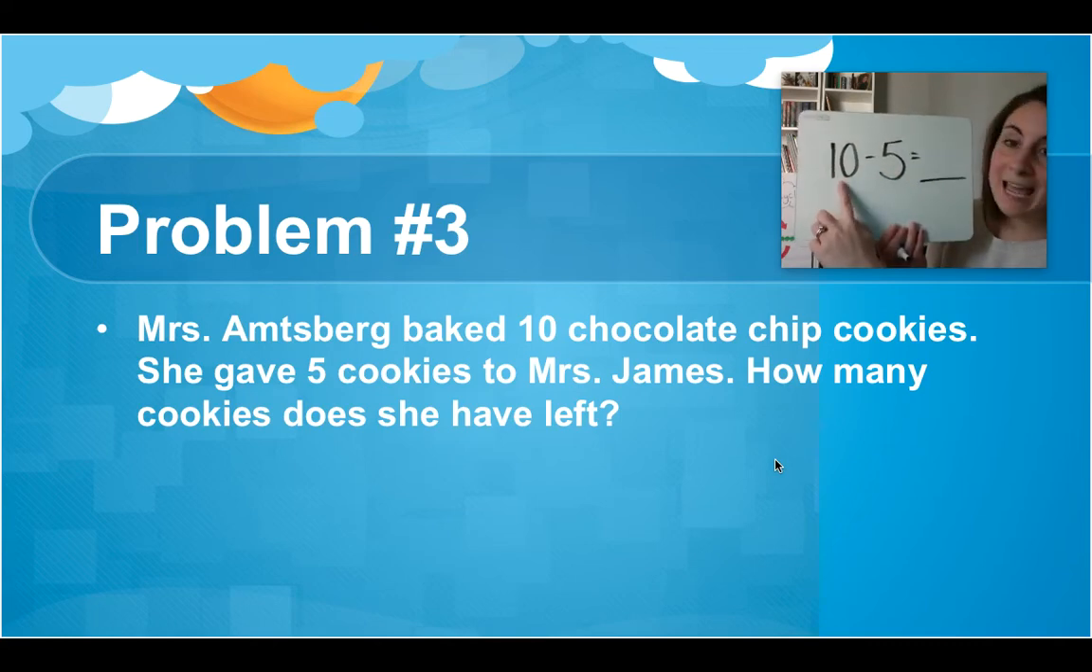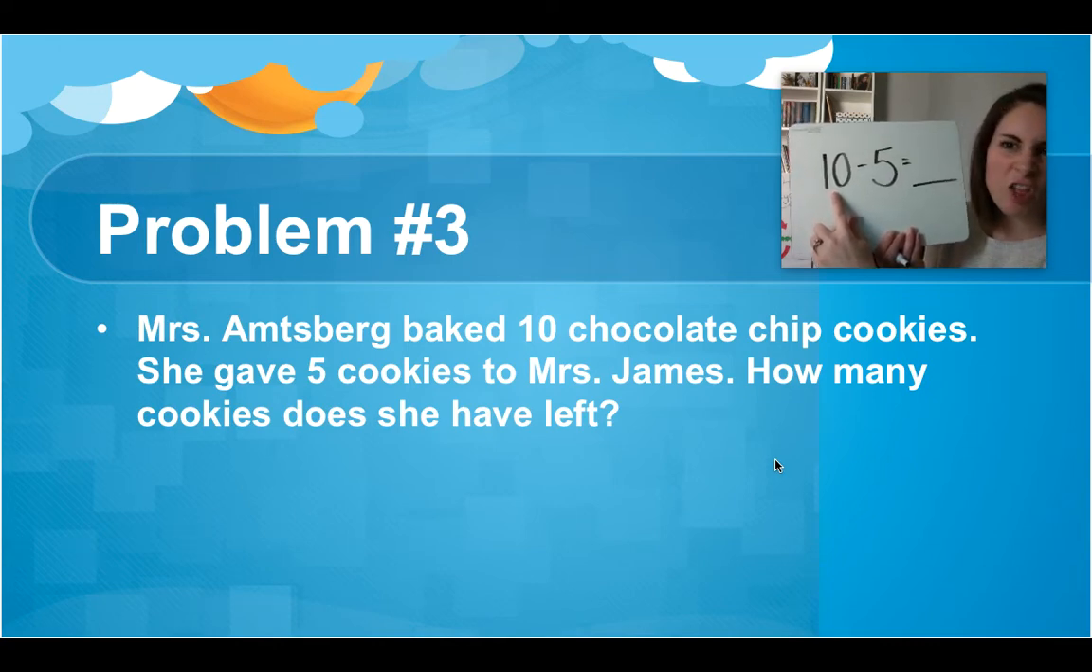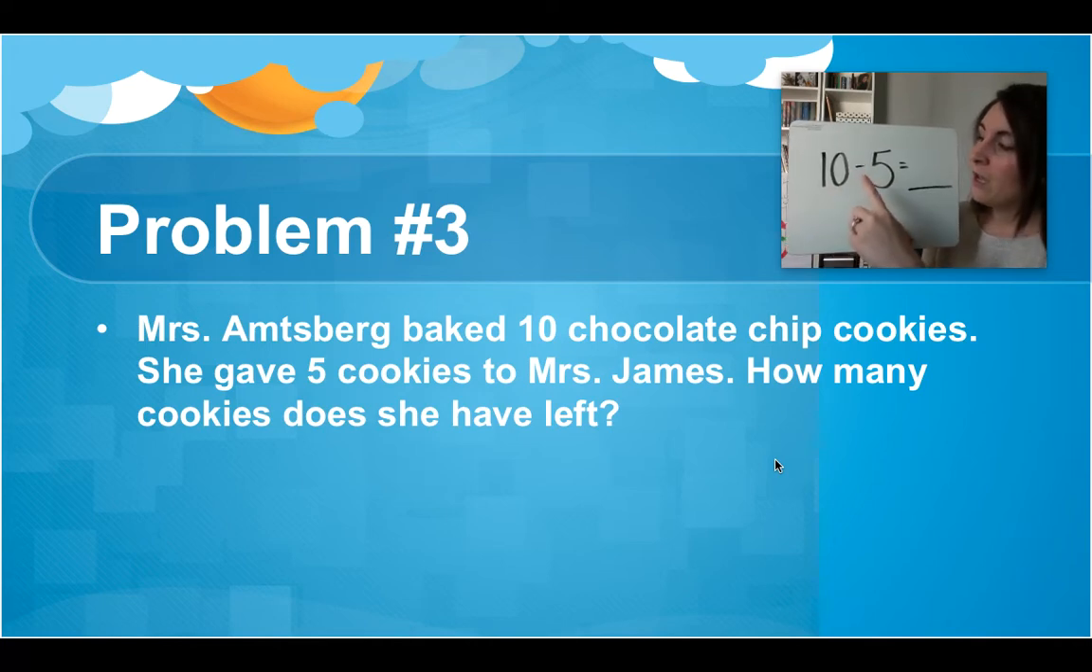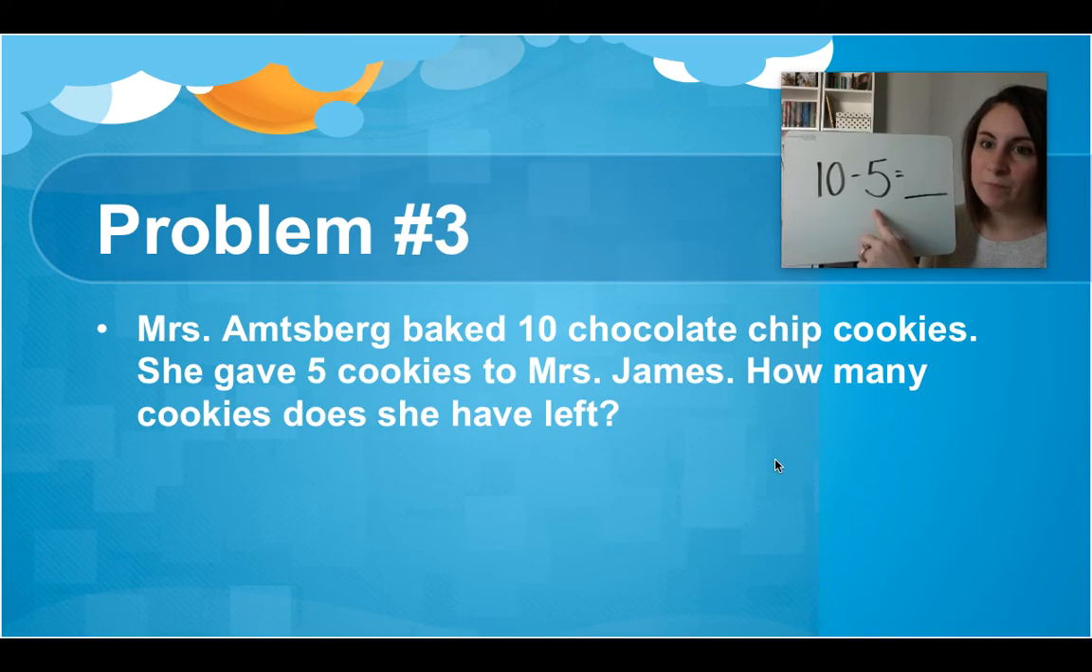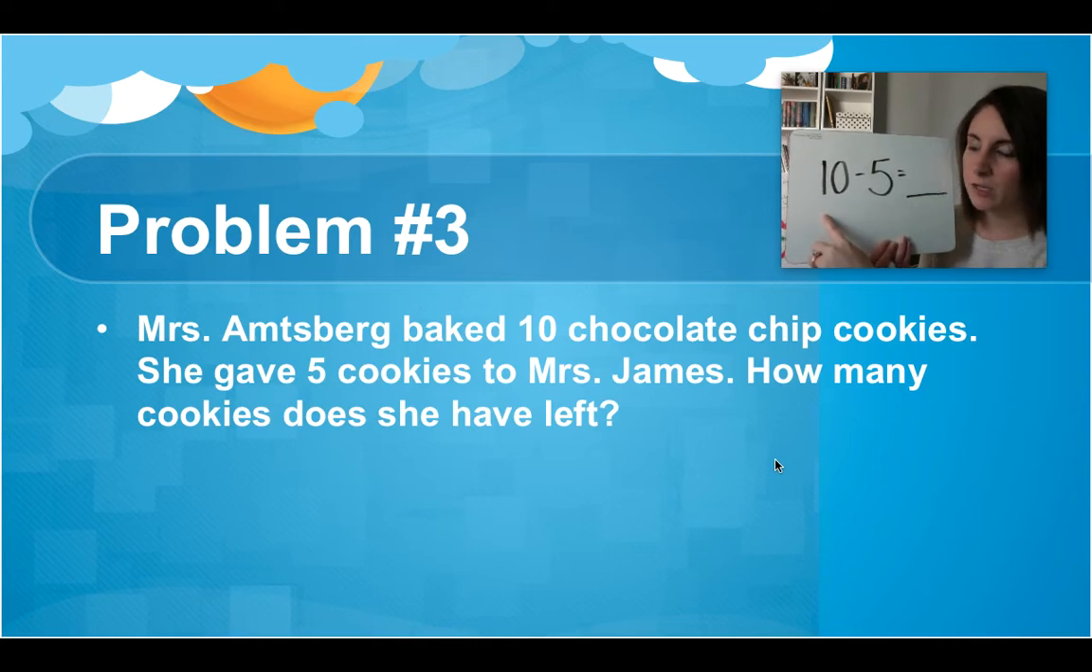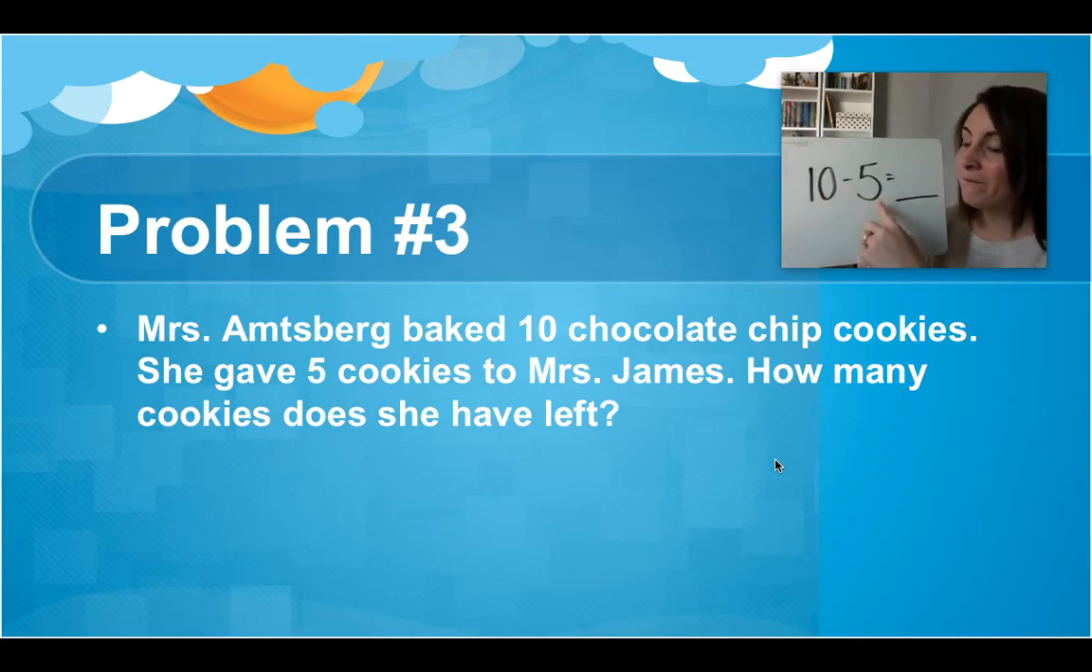We have 10 cookies that we started with, right? Mrs. Amsberg baked 10 delicious chocolate chip cookies. Oh, lucky us. Then we have to take away 5 of them. Mrs. James is so lucky. She gets to eat 5 of Mrs. Amsberg's 10 chocolate chip cookies. So 10 take away 5 is equal to what?